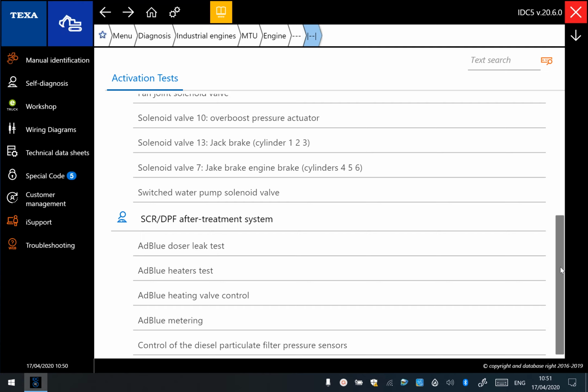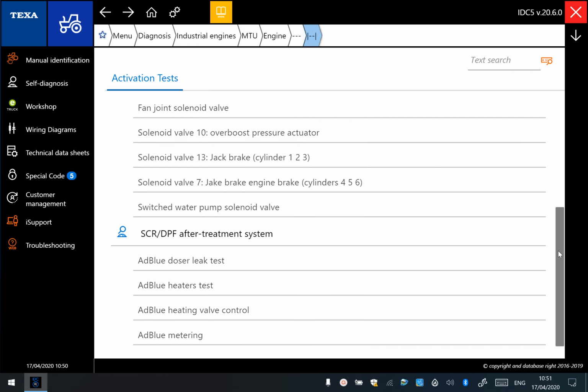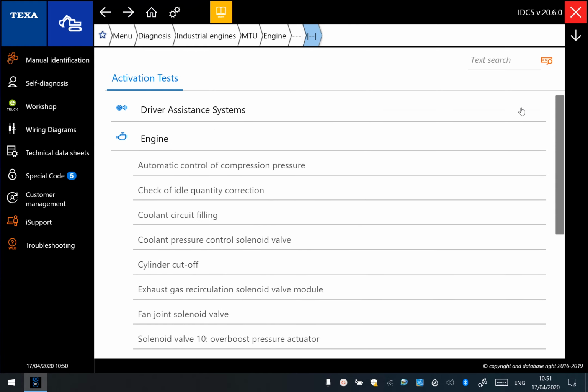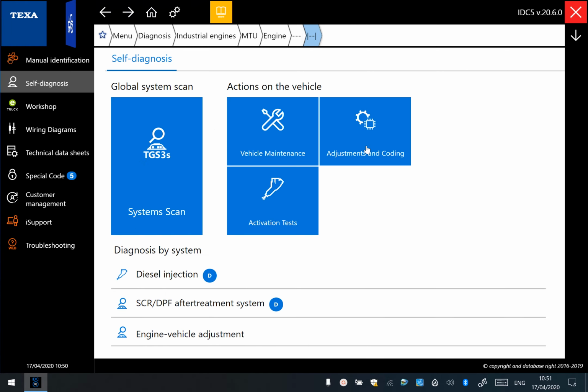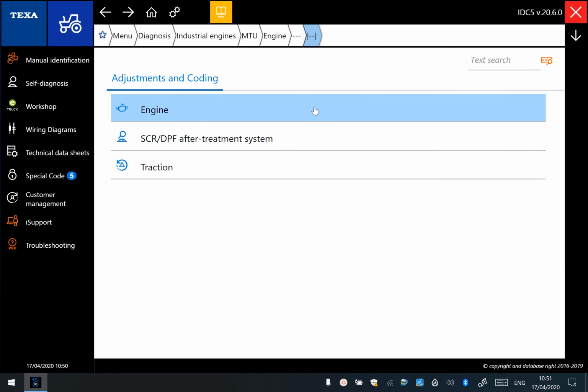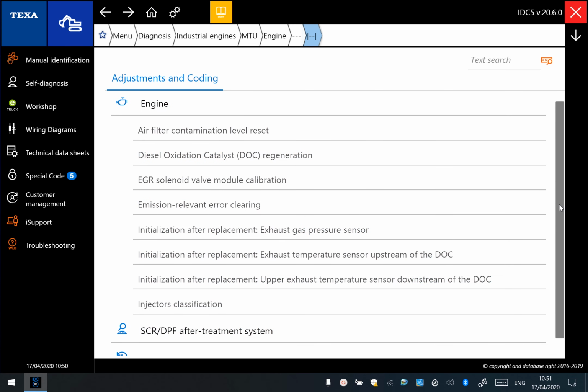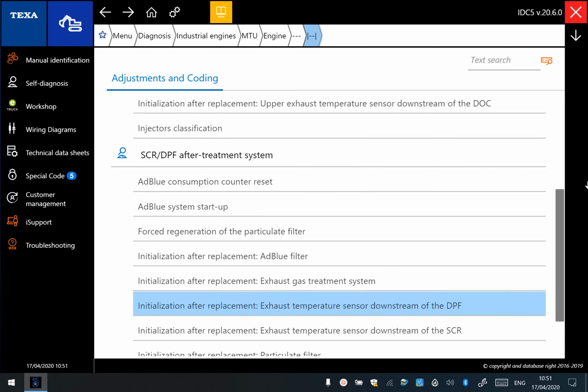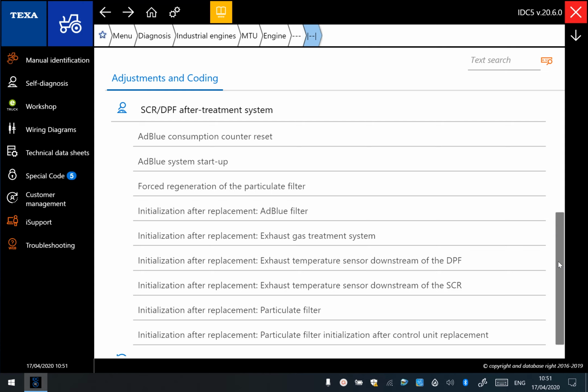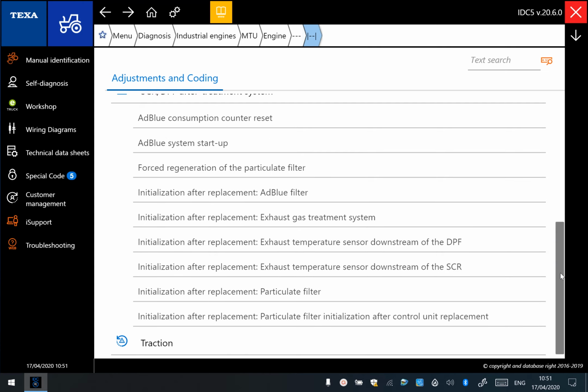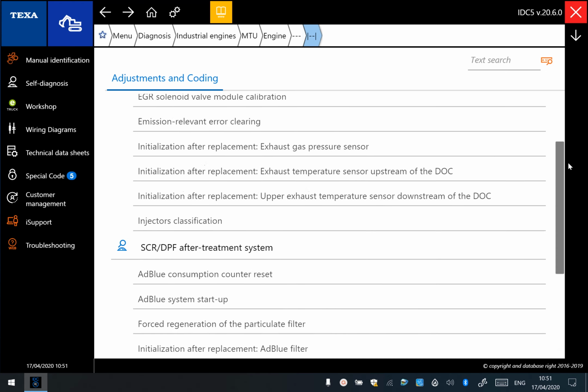Doesn't necessarily mean every engine that we plug into, depending on the ECU, will have all these options, but you get the gist of what we are capable of. And then into activations and adjustments and coding, same again, just a little bit more involved. So again, regenerations in there, but EGR calibrations, injector classification, down into again the AdBlue regen situation, but also initialization of various sensors. So there's a good few options there.